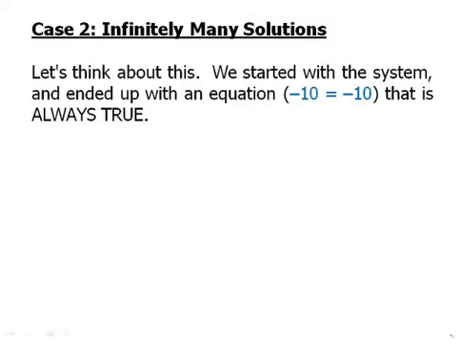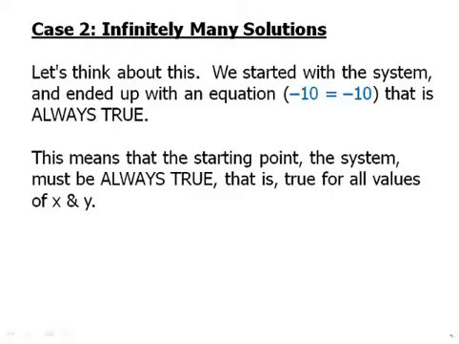We started with the system and ended up with an equation, negative 10 equals negative 10. In other words, an equation that is always true. It doesn't matter what x or y equal. It's always going to be true that negative 10 equals negative 10. That is true 100% of the time. So it is a truth not dependent on the values of x and y. Well, that means if we wind up with something that's always true, we must have started with something that was always true. It means that the starting point, the system, must be always true. That is true for all values of x and y. No matter what we make the values of x and y, we will have a system that works. We will have a true system.